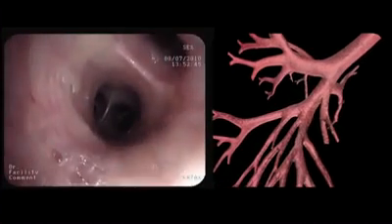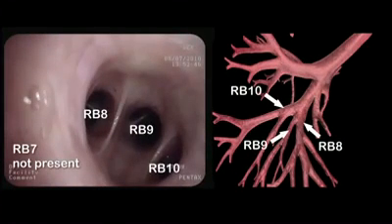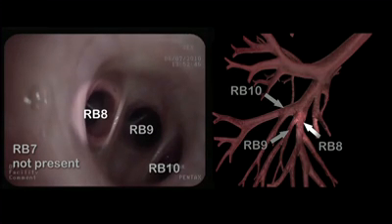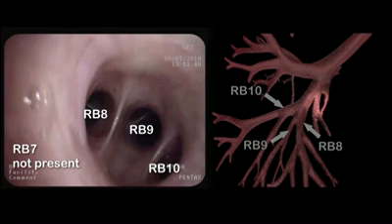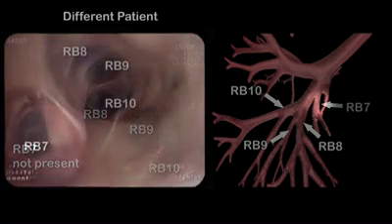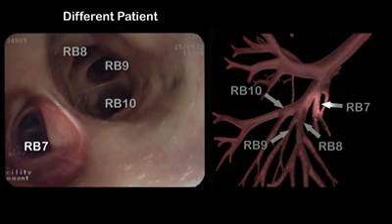When we extend further down the lower lobe, we reach the basal branches, the anterior basal branch, or RB8, the lateral basal branch, or RB9, and the posterior basal branch, or RB10. In most cases, the medial basal branch, or RB7, can be found at the medial side of the lower lobe bronchus. In this patient, however, the RB7 is absent. This picture from a different patient shows an example of the medial basal branch, or RB7, of the lower lobe.